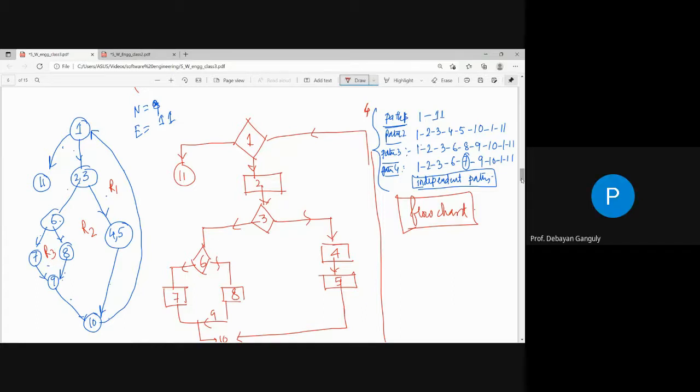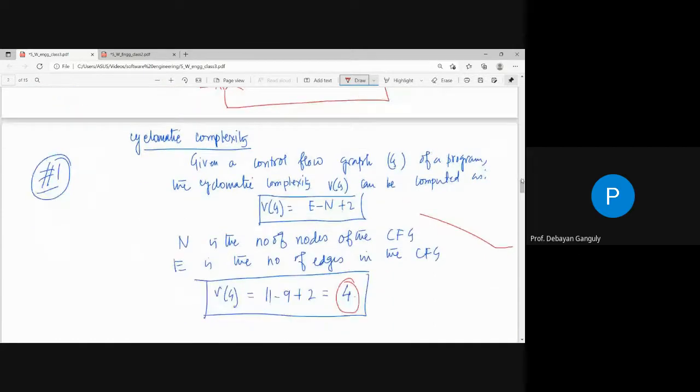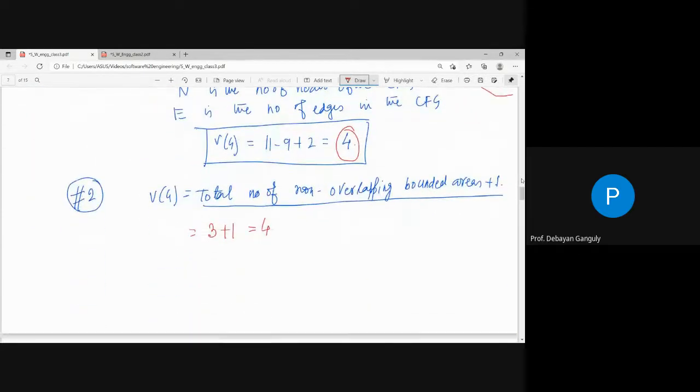So that is also called like a region. That means you can say the total number of non-overlapping regions, or you can say the number of regions of the flow graph corresponding to cyclomatic complexity. That is also called cyclomatic complexity.